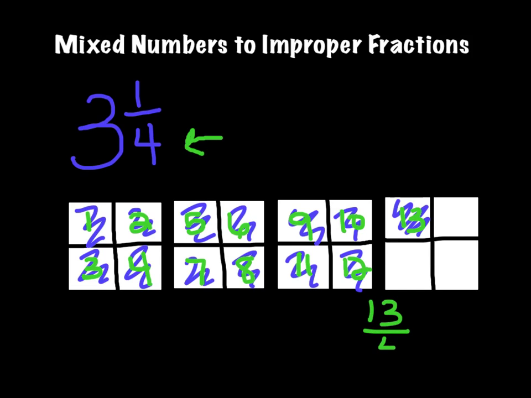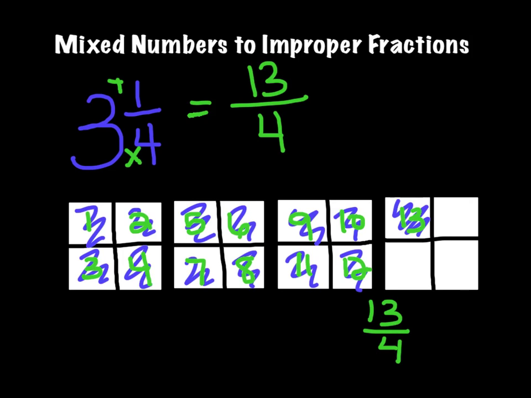Looking at my picture, the shortcut to doing this, instead of drawing pictures, is to multiply your denominator by your whole number. So 4 times 3 is 12, and then you add that extra numerator on top. So 4 times 3 is 12, plus 1 is 13, and your denominator always stays the same because, again, we're talking about the number of equal parts. So 3 1/4 is equivalent to 13 4ths.